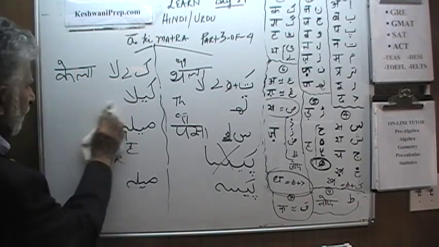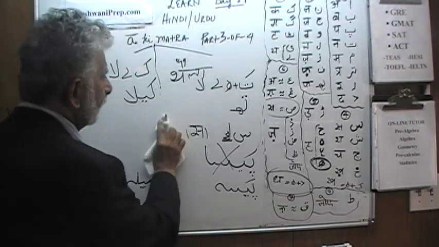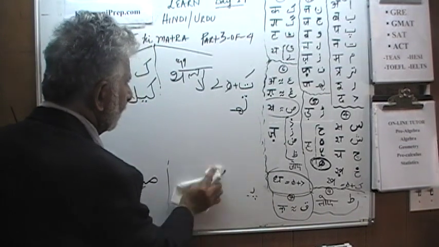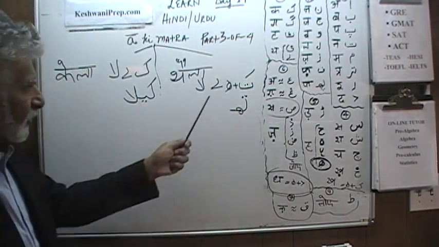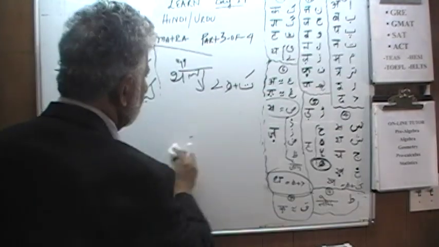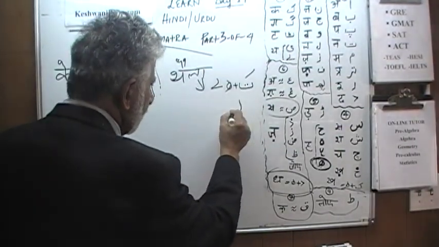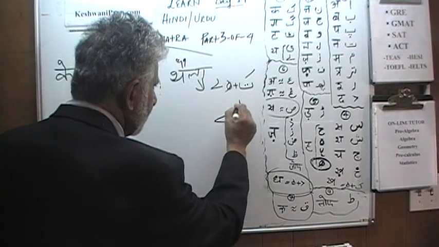We don't need this part anymore. So I'll have to erase this thing because we want to join Bari to it. So this is how it looks. Th and a year. Th.